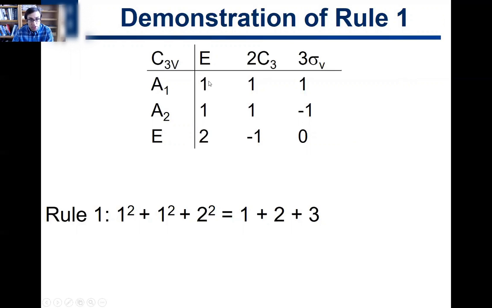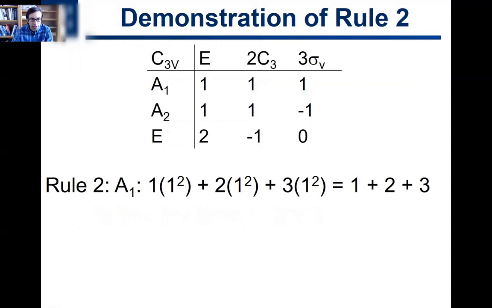The dimensionalities, remember, was this first column. So if you just square these first column numbers and add them up, 1 squared plus 1 squared plus 2 squared, that equals 6. And that's going to equal the order of the point group. Remember, the order of the point group is the total number of symmetry operations. That's 1 plus 2 plus 3, 6. So those will always be equal. That's rule number one.